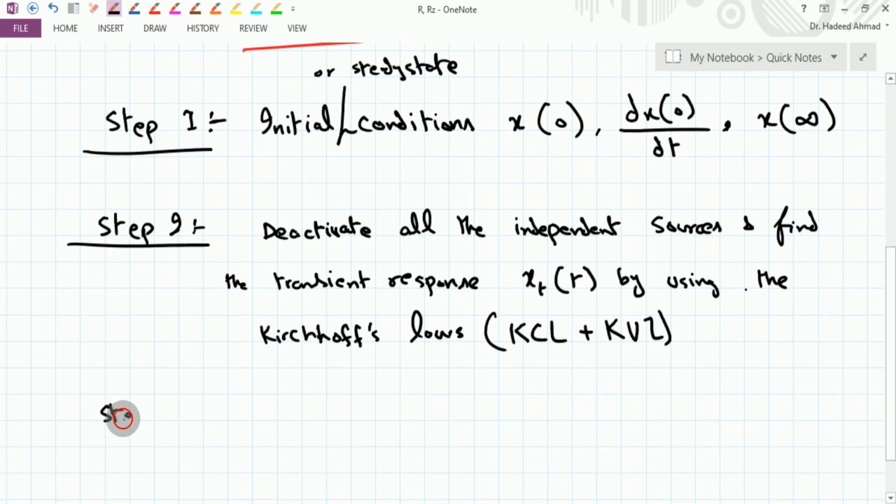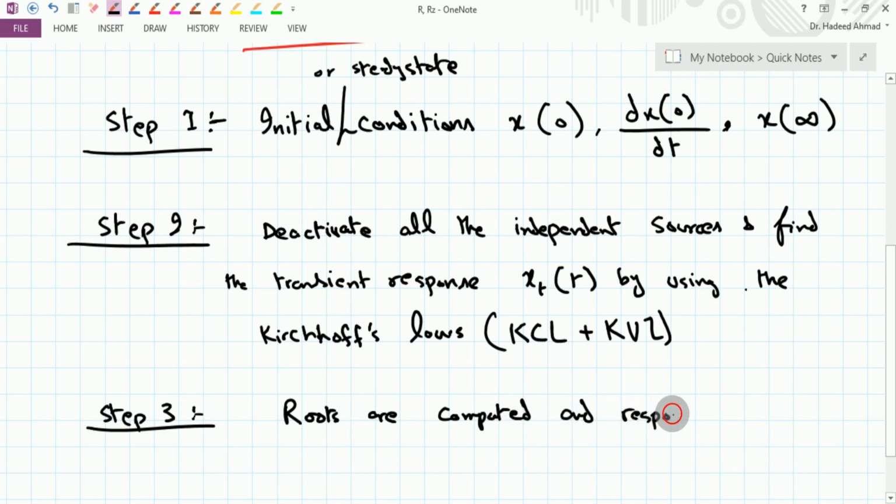In step 3, we will determine the roots and the response is evaluated. Whether the system has an underdamped response, overdamped response, or a critically damped response depends entirely on the roots which are calculated in step 3.